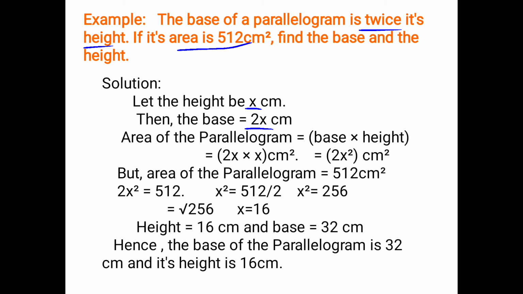x square, this 2 is transposing to the right hand side, so 512 by 2. Cancelling in the 2 table, x square is equal to 256. Now this square transposed to the right hand side becomes a root. So root of 256 is equal to 16. So height is equal to 16, and the base means 2 times the height. So 2 into 16 is equal to 32. Hence the base of the parallelogram is 32 centimeter and its height is 16 centimeter. So this is the way we are solving the problem.